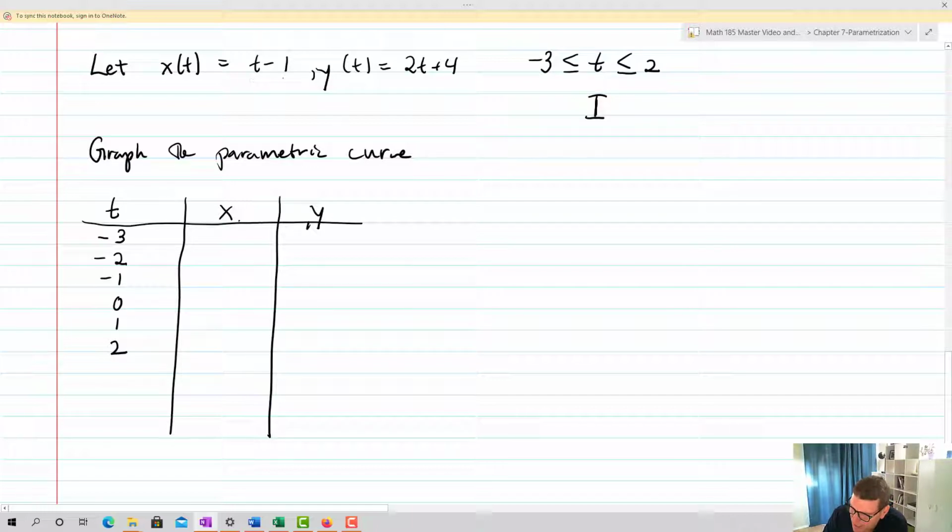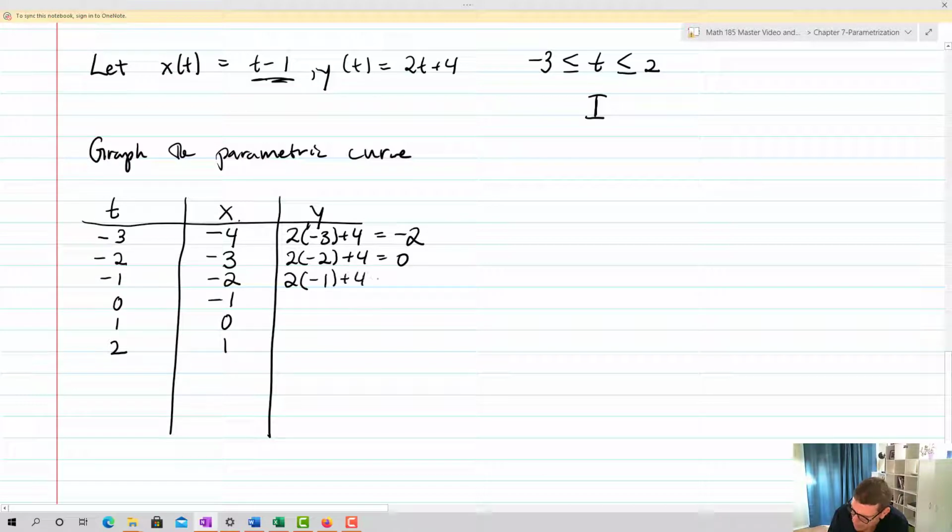So we'll start with x of t, and x of t is t minus 1. So x is going to be -4 when t is -3. It'll be -3 next, because we're just going to subtract 1 from every t. Then -2, then -1, 0, and 1. As for y, a little bit trickier, but y of t is 2 times -3 plus 4, so that's -2. Then 2 times -2 plus 4 is equal to 0. Then 2 times -1 plus 4 is equal to 2. And you can see that it'll continue to go on because it's linear: 0, 2, 4, 6, and then 8. And so those are the values for y.